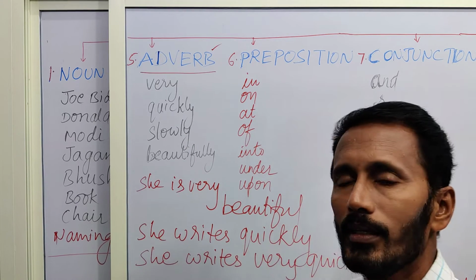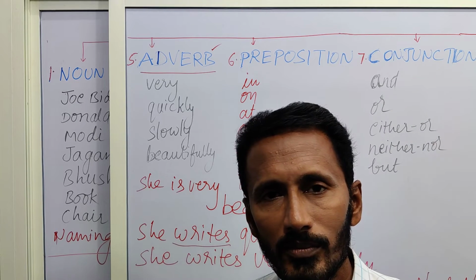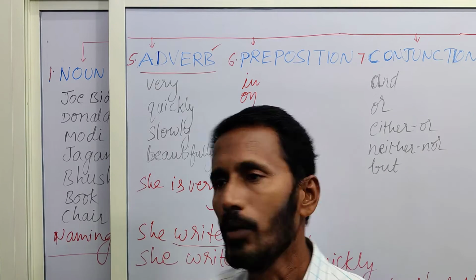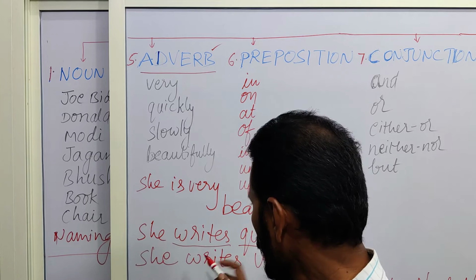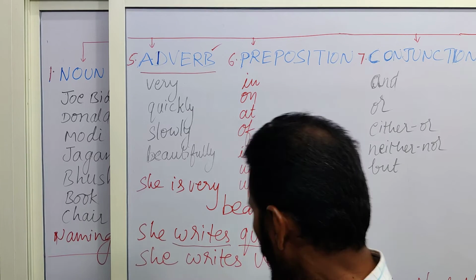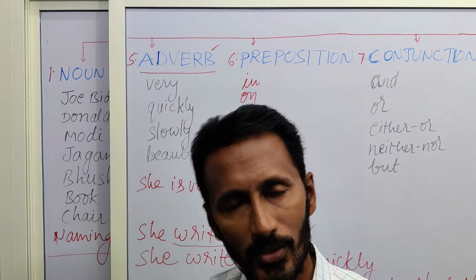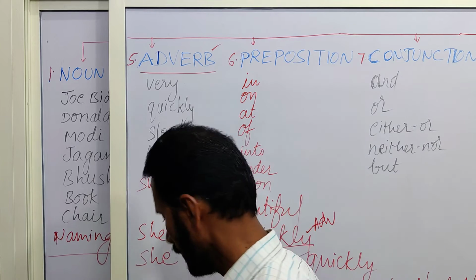She writes quickly. In this sentence, writes is the verb form, and this quickly adds beauty to the word writes. Adds something or tells something about the word writes. How does she write? She writes quickly. So this quickly is called adverb.